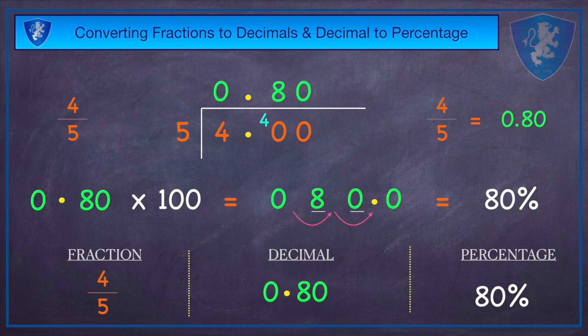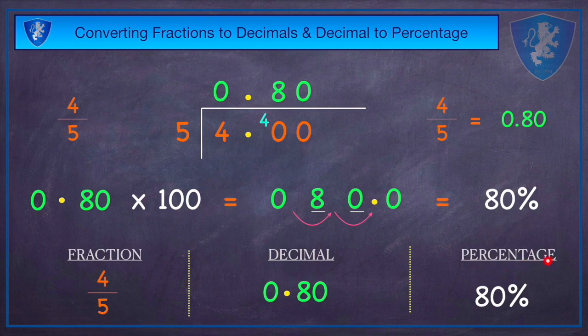Now that decimal, 0.80, converting into a percentage, multiply by 100. As you see here, 2 places to the right, 80.0, and we can write it as 80%. So again, 4/5 as a decimal is 0.80, and as a percentage is 80%.